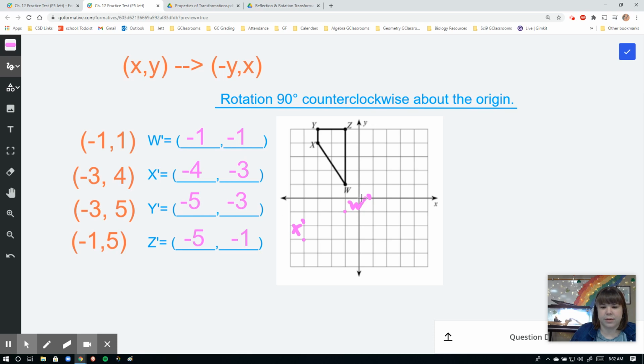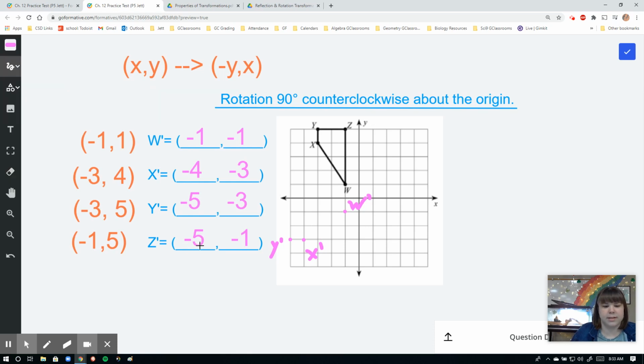-5, -3. So I got to go back 5. 1, 2, 3, 4, 5. And then go down 3. So 1, 2, 3. That's going to be y prime. I'm going to move my x prime label.